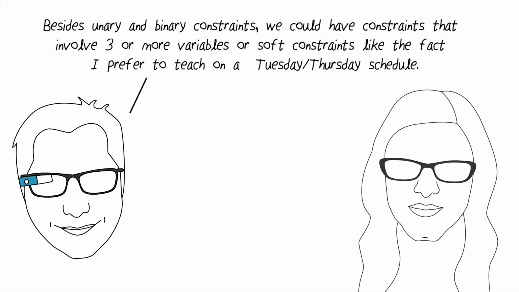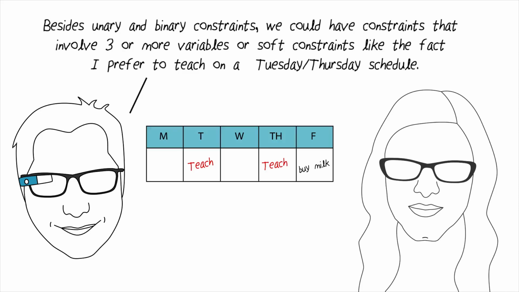Besides unary and binary constraints, we could have constraints that involve 3 or more variables, or soft constraints, like the fact that I prefer to teach on a Tuesday-Thursday schedule. Problems with preference constraints are called constraint optimization problems, and are solved with linear programming. There are lots of examples of constraint satisfaction problems. Sudoku is a classic game which can be solved with any of the methods we will be teaching. Other examples include car assembly, job scheduling in factories, class scheduling, spreadsheets, transportation scheduling, or floor planning. Many of these require real-valued variables.